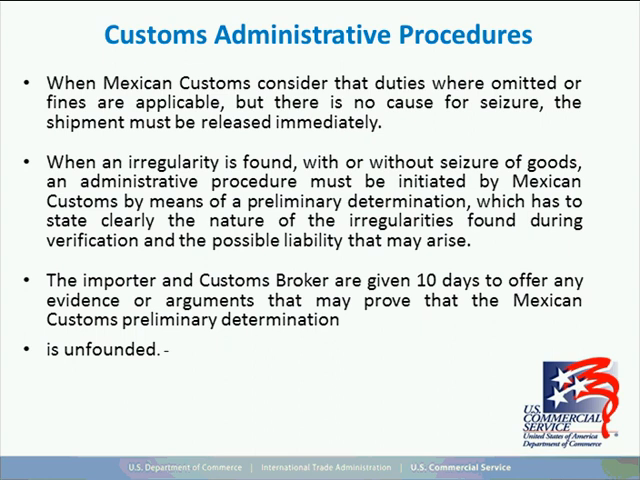So what happens when something goes wrong during an audit or a verification by Mexican customs? When Mexican customs consider that duties were omitted or fines are applicable, but there is no cause of seizure, the shipment is released immediately. They won't hold the goods for any reason. When an irregularity is found with or without seizure of goods, an administrative procedure must be initiated by Mexican customs by means of a preliminary determination, which has to state clearly the nature of the irregularities found during the verification and the possible liability that may arise.